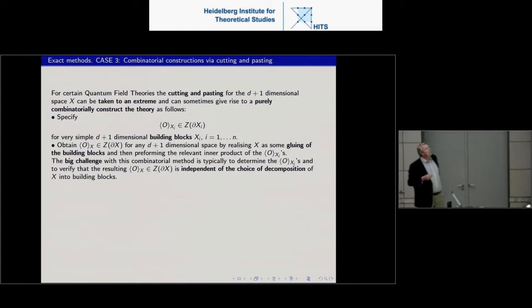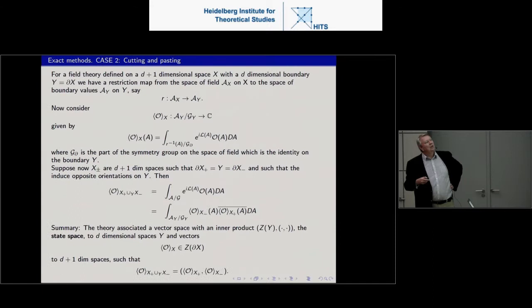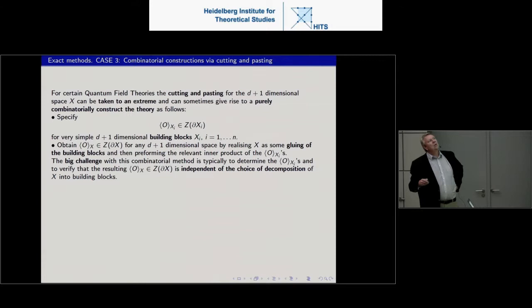And second of all, you will then obtain the big thing simply by saying any x can be realized by gluing these building blocks together, and then I'd simply use this rule here iteratively to specify what this should be for the whole space. This has obvious problems, namely, the big challenge is, how do I actually determine these for the pieces?